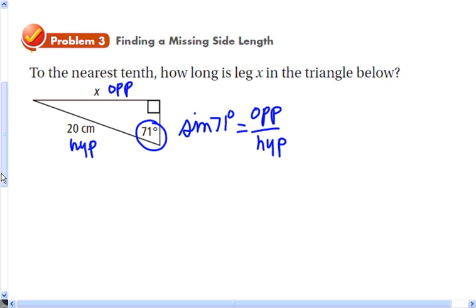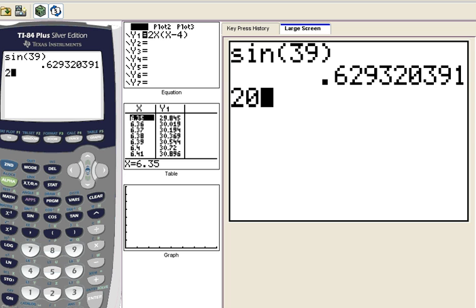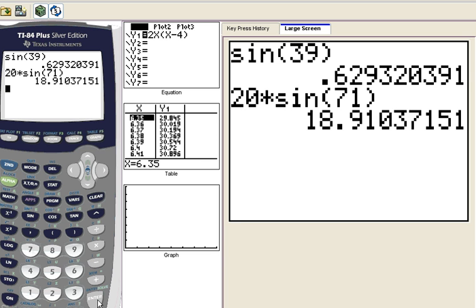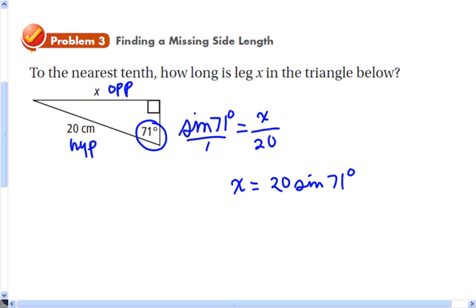And the side opposite is x, and the hypotenuse is 20, so we can just say x over 20. Well, this is really two ratios here. So we can say x times 1 is equal to 20 times the sine of 71 degrees. And then I'll just go to my calculator and do 20 times the sine of 71. Enter. And it gives us about 18.9. Rounding to the nearest tenth, we would say x is equal to 18.9.